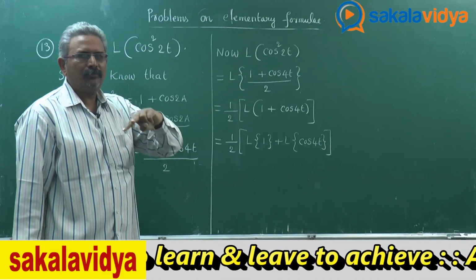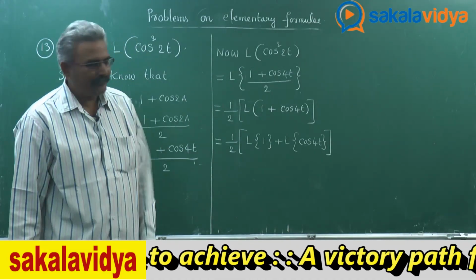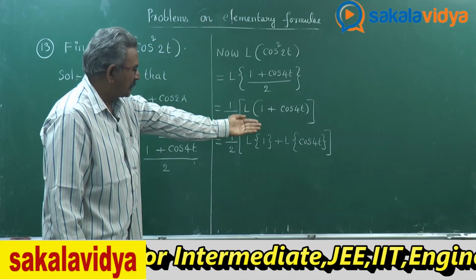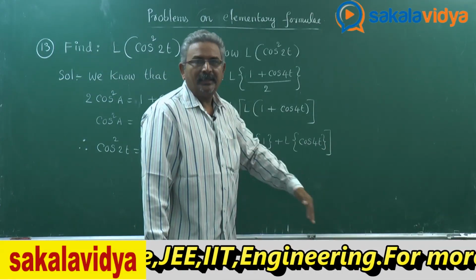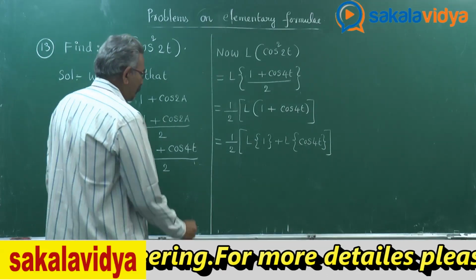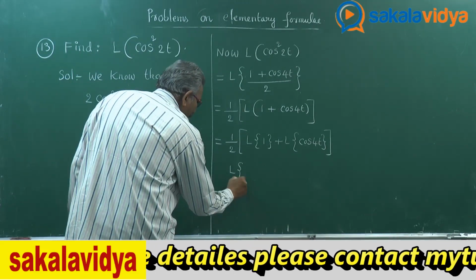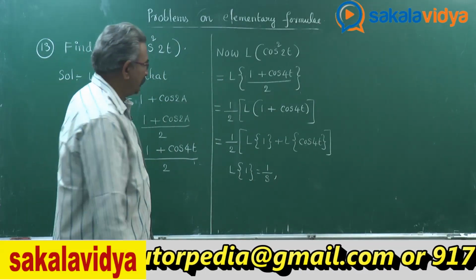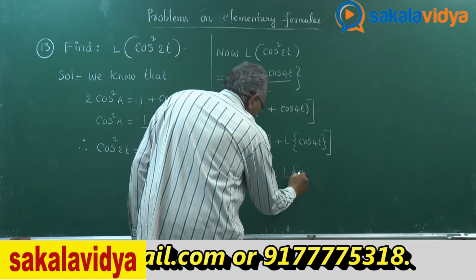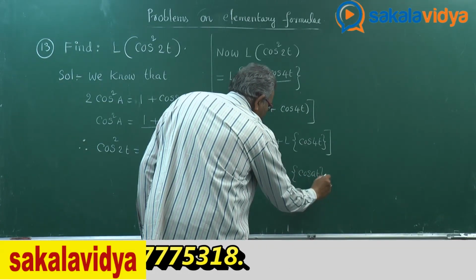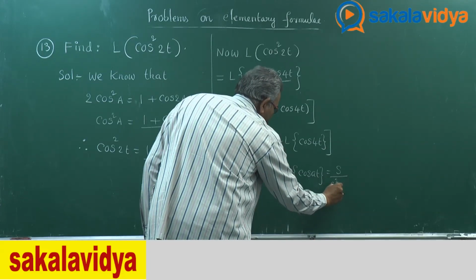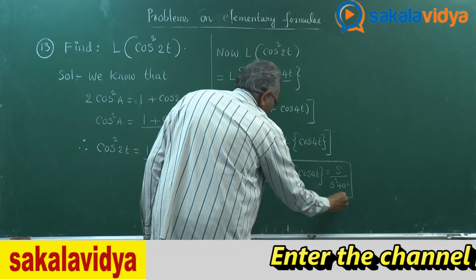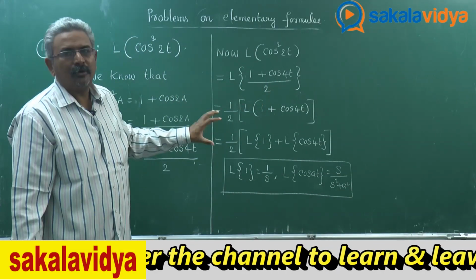Here the two basic formulae need to be applied. Laplace of a constant 1 is 1 by s, whereas the Laplace transform of cos at is s by s square plus a square. We can write the formula also, no problem. L of 1 is 1 by s, whereas L of cos at equals s by s square plus a square. With the help of these two formulae, now the problem can be solved.